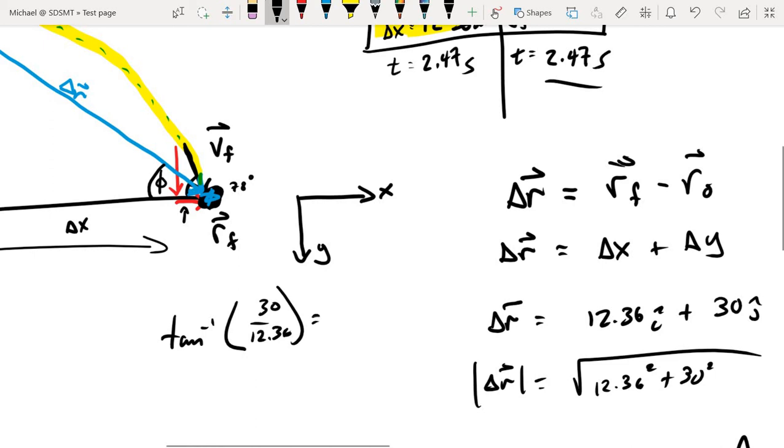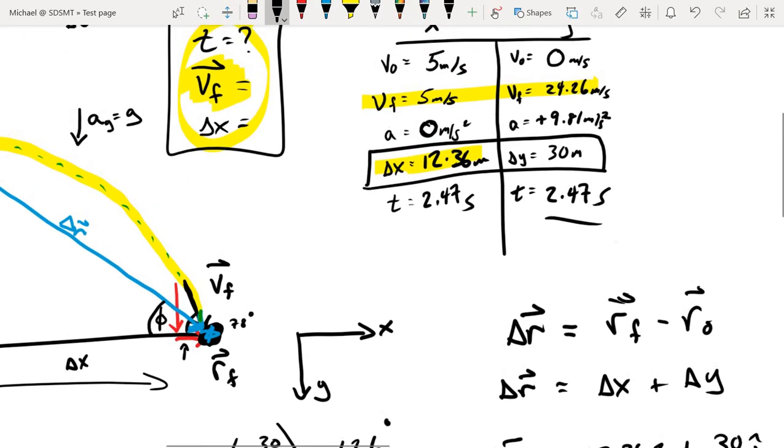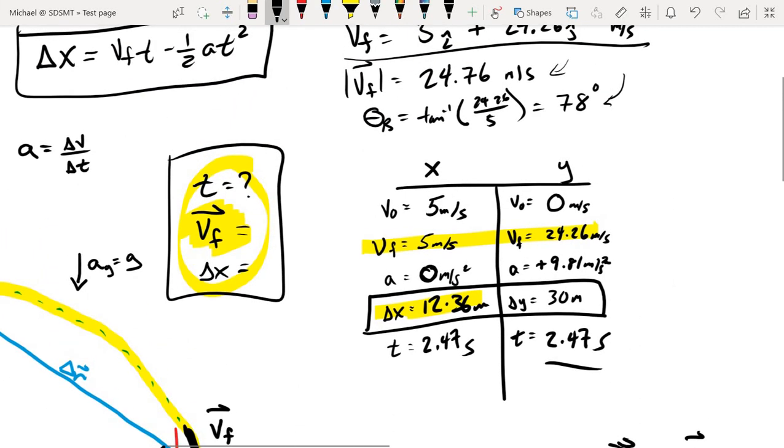So again, we need to plug all of this information into our calculator. We need an inverse tangent of 30 over 12.36. And this is only giving me 67.6 degrees. Well, our final velocity vector came in at 78 degrees.